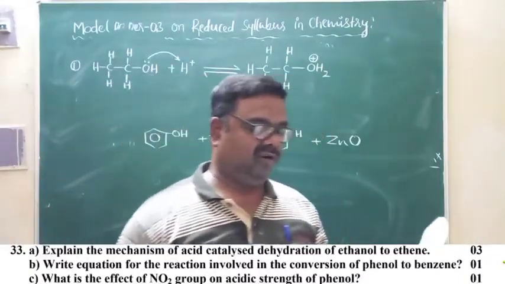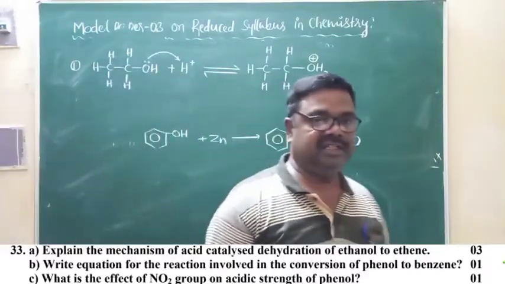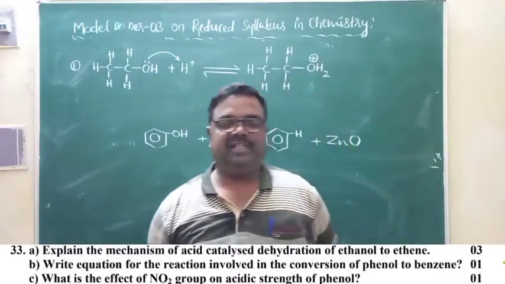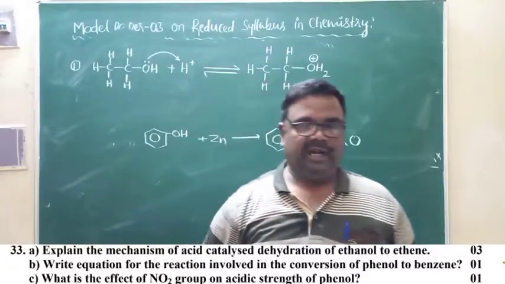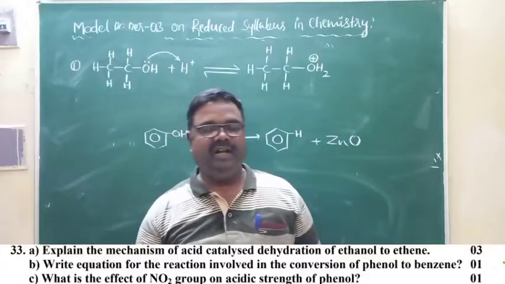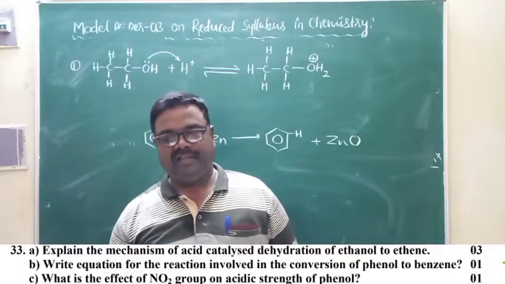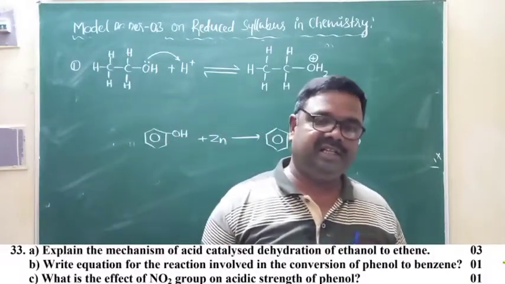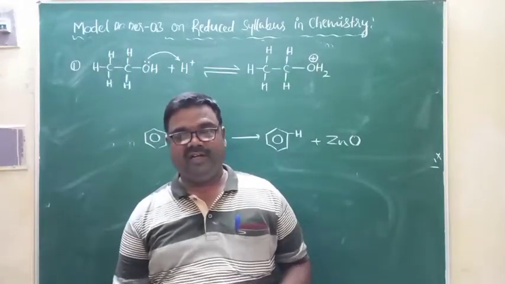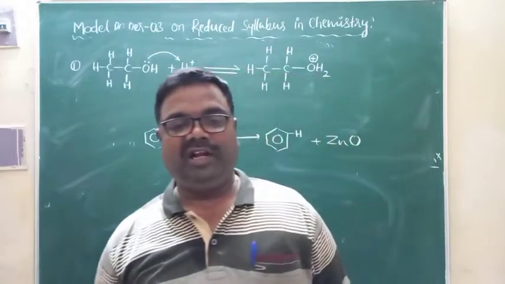What is the effect of nitro group on the acidic strength of phenol? Nitro group increases the acidic strength of phenol because nitro group is an electron withdrawing group that stabilizes the phenoxide ion. Electron withdrawing groups stabilize the phenoxide ion, thereby the acidic strength of phenol increases. Whereas electron releasing groups like methyl group decrease the stability of the phenoxide ion, thereby they decrease the acidic strength of phenol. If you are asked the effect, simply write: acidic strength of phenol increases in presence of electron withdrawing nitro group.